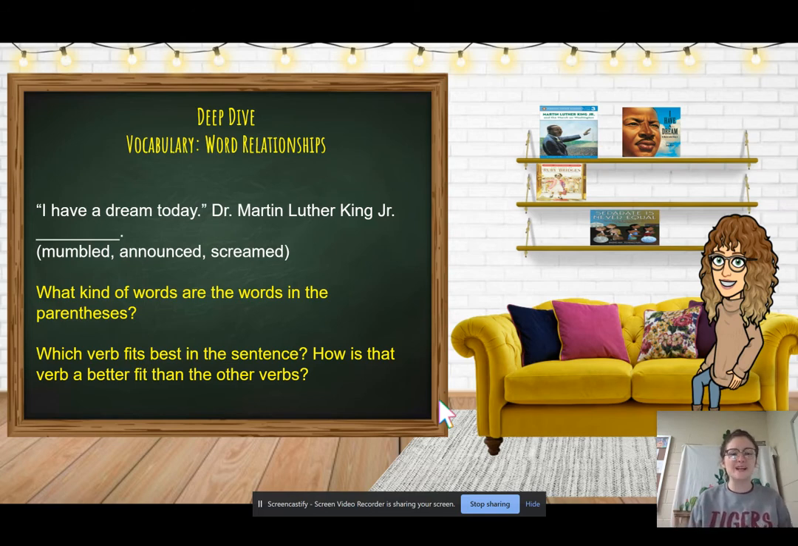So I am going to read a sentence, and we are going to have to decide which word is going to fit best in this blank. I have a dream today. Dr. Martin Luther King Jr., blank. Dr. Martin Luther King Jr., did he mumble, "I have a dream today"? Did he mumble that? Did he announce that? Or did he scream it, "I have a dream today"?